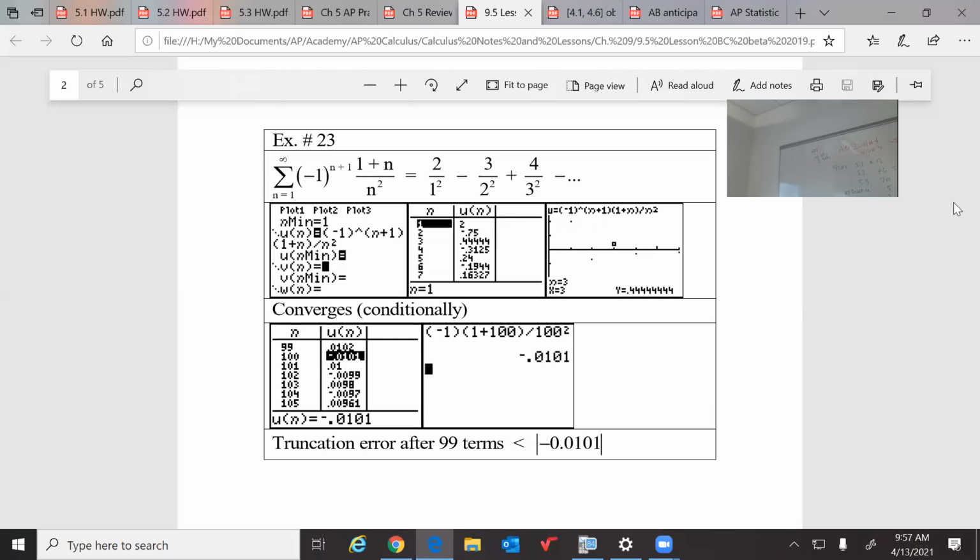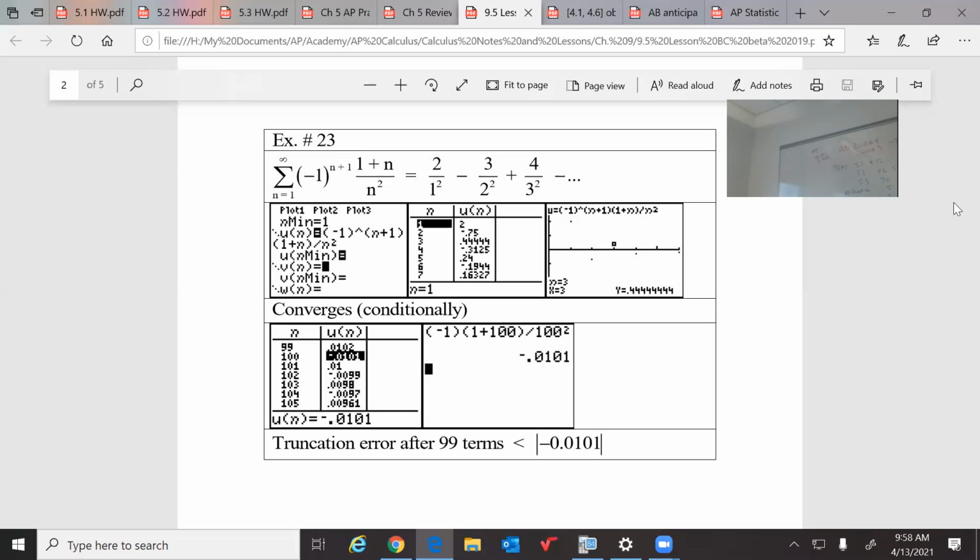See, because the next number is going to be negative and work against the 4/9. And the number after that is going to be positive, but it's going to be less than the number it just worked against. So the error after 2 terms has to be less than 4/9.